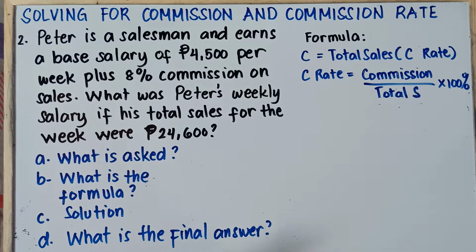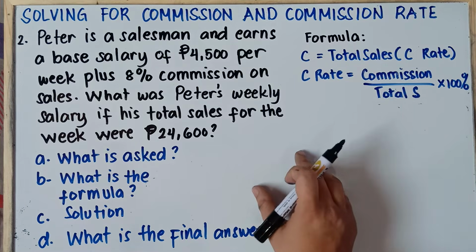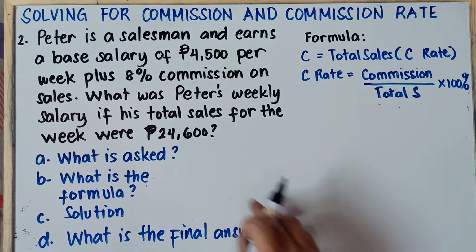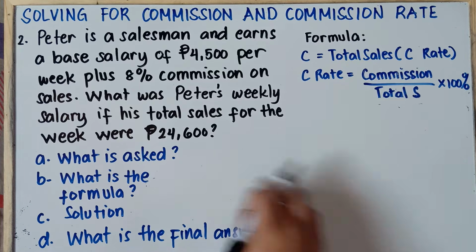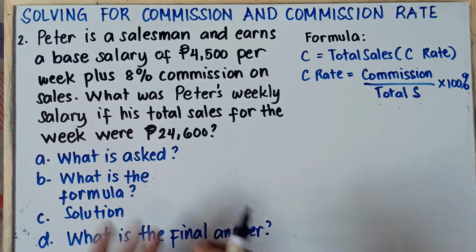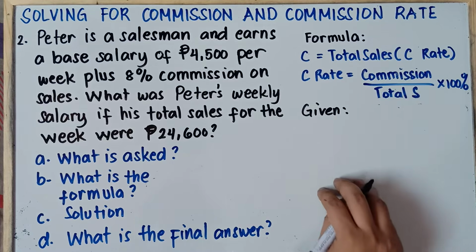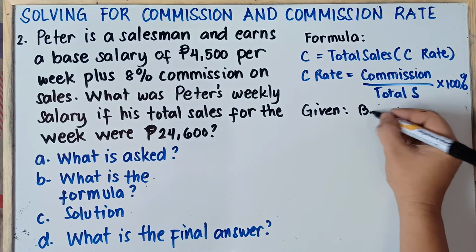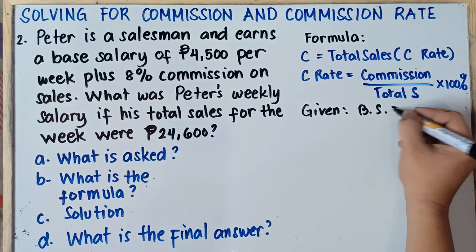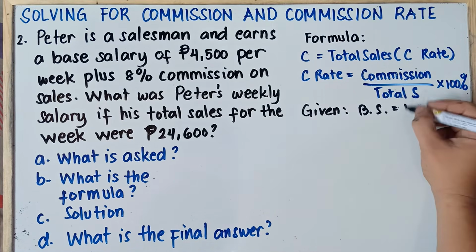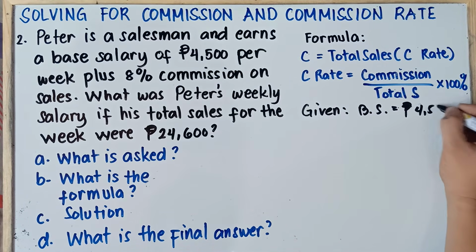Now, once again, class, first thing that you need to do, you understand the problem. Once you understand the problem, class, you can answer the following questions, or we can write down the given, class, for us to be guided. So, let's write down the given. We have the base salary, I will just write BS, class. We don't have enough space. Base salary, that's 4,500 pesos.